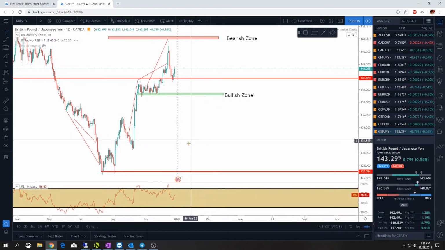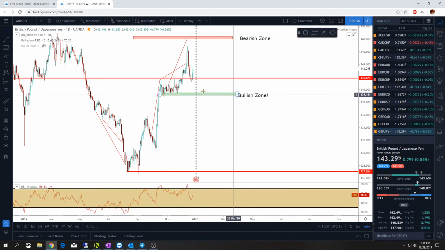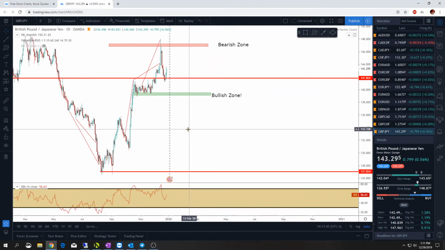British pound, JPY, almost the exact same, except for the JPY's weakness kind of showing a little bit more on this pair. Again, I'm bullish if it dips down here. I'm not bearish till this region. So this is a holding pattern pair for me.